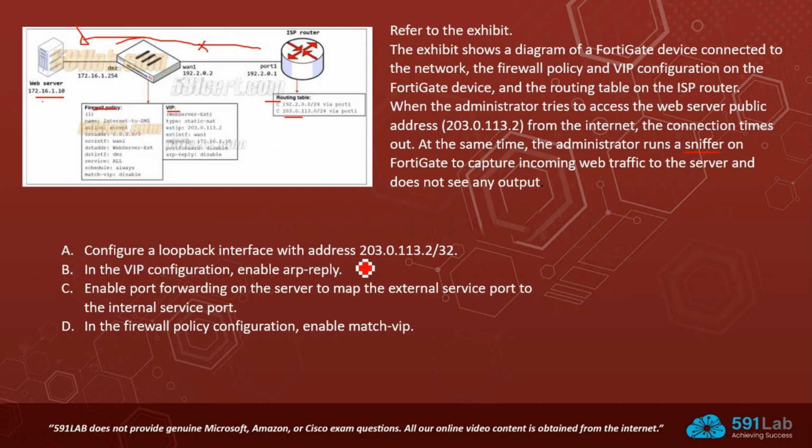Answer A. Configure a loopback interface with address 203.0.113.2/32. Okay, answer B. In the VIP configuration, enable ARP reply. Answer C. Enable port forwarding on the server to map external service port on the external service port. Answer D. In the firewall policy configuration, enable match VIP. Okay, let's find out the correct answer.